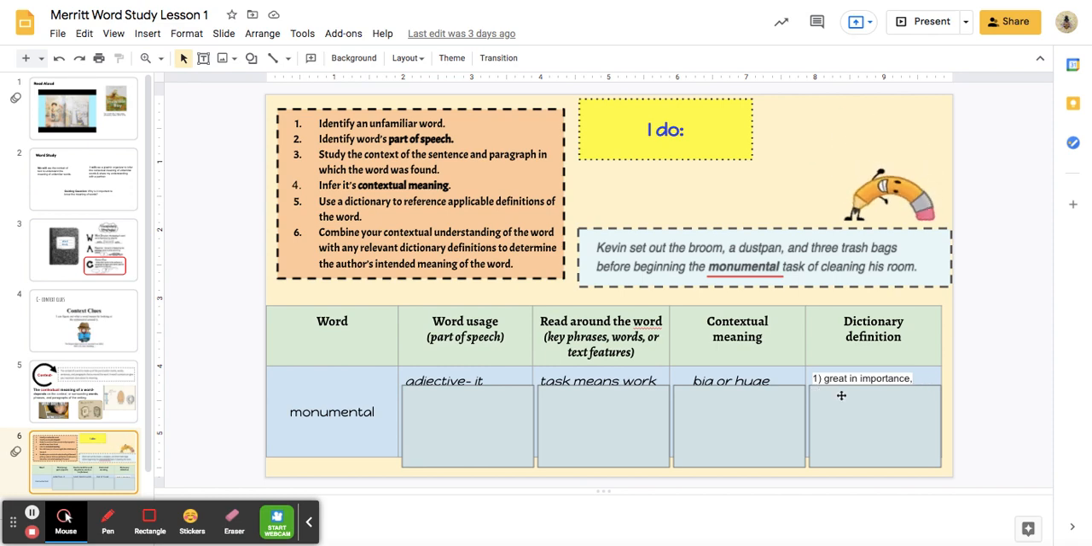When I look in the dictionary, it says great in importance. Considering how many trash bags he has to use to clean his room, I would say it's pretty important that he cleaned his room.